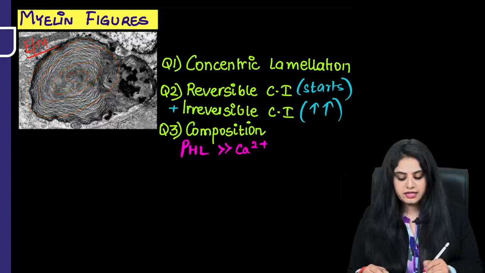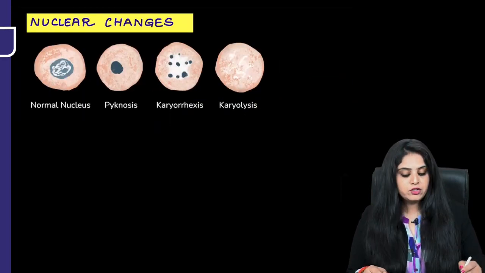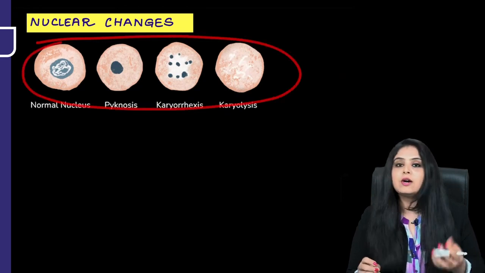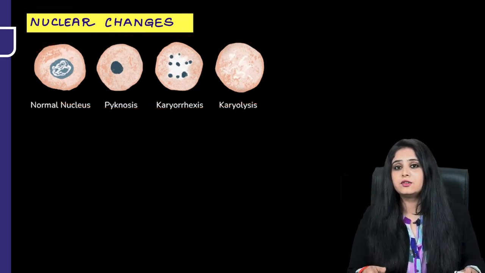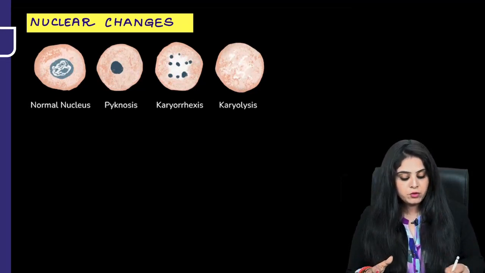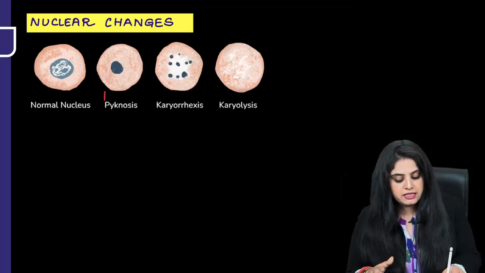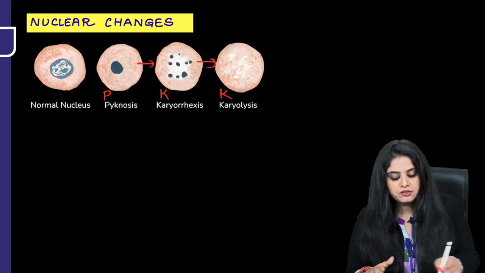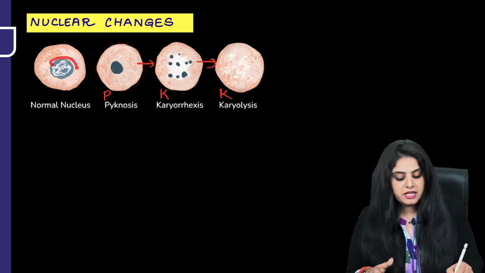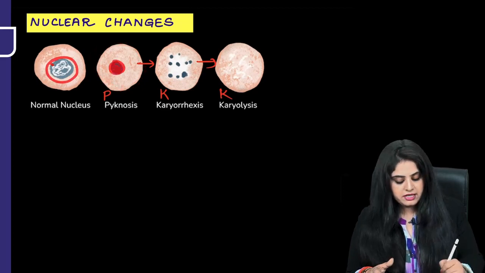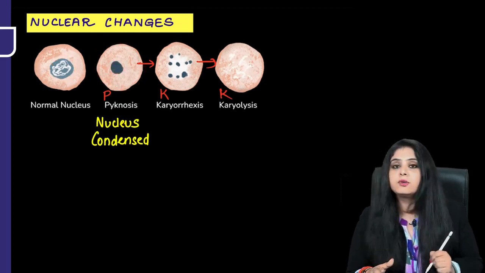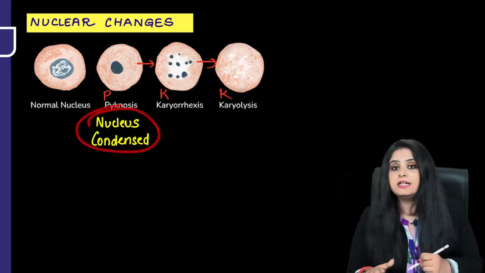The next part of the cell injury chapter that you have are going to be the different nuclear changes. How does the nucleus break, whether it is in a case of apoptosis or necrosis? How is the nucleus breaking? So first and foremost, you have to remember the mnemonic PKK, that is pycnosis, karyorrhexis and karyolysis. So what happens in pycnosis? You can see, compare it with normal, the nucleus has become very, very shrunken. So that is what is referred to as pycnosis. The nucleus has become condensed.